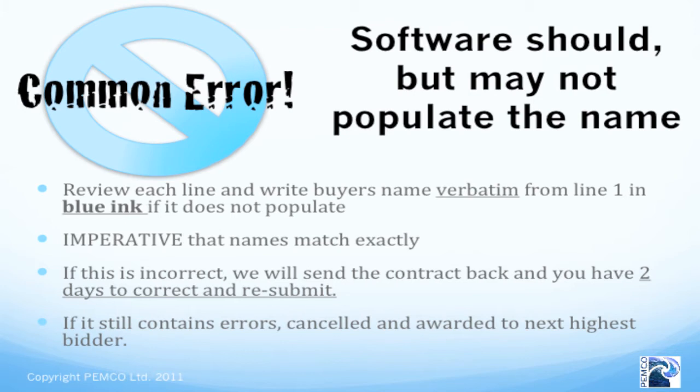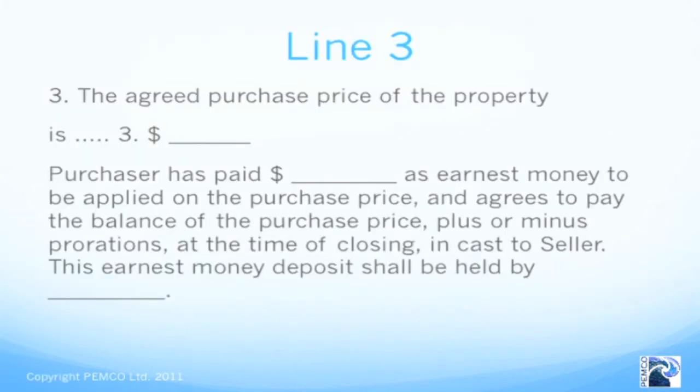It is imperative that the names match exactly. If not, or if left blank, your contract will be incorrect and sent back for revisions. Here, I think it is also important to note that once a contract is sent back to you for revisions, you only have 2 days to fix the errors and return the package to PEMCO. If the contract is returned still containing errors, it will be canceled and awarded to the next highest bidder. So please use this video, use PEMCO listing brokers, or even just HUD experienced agents as resources so that you can submit a perfect contract every time.